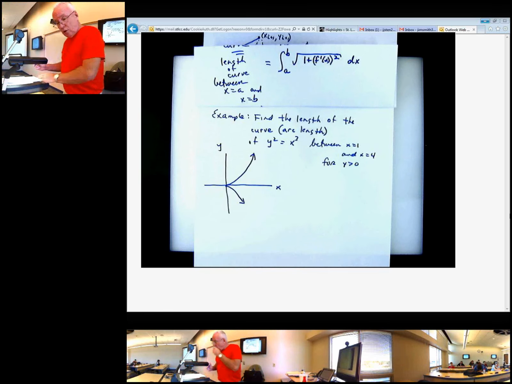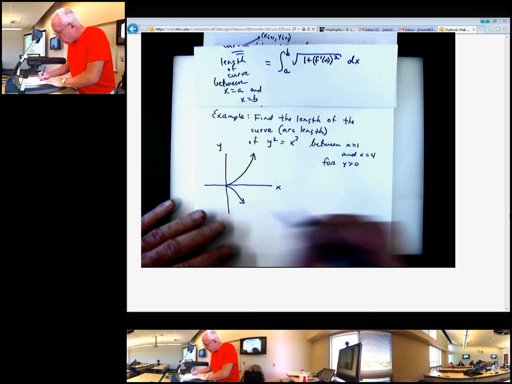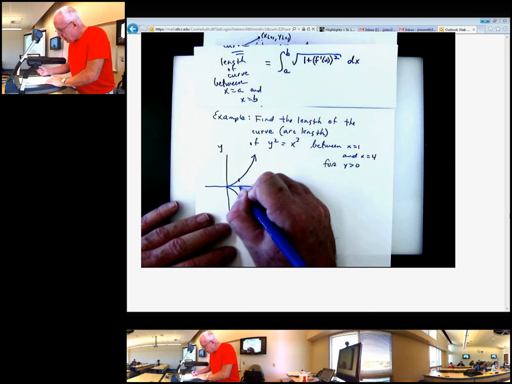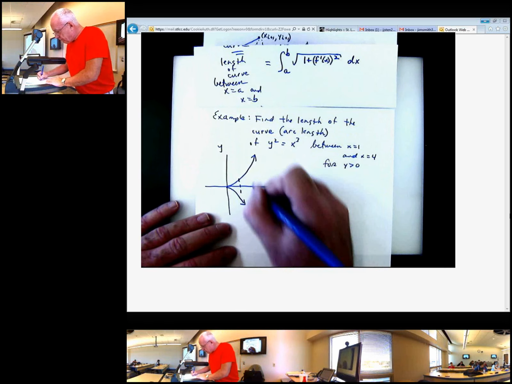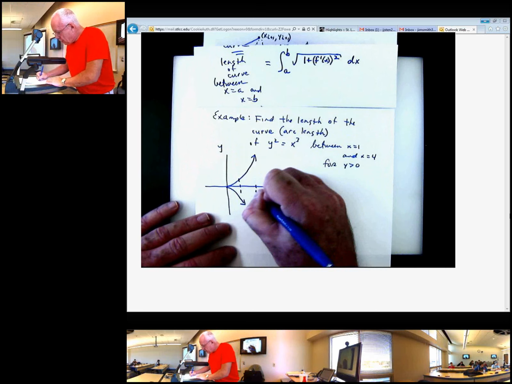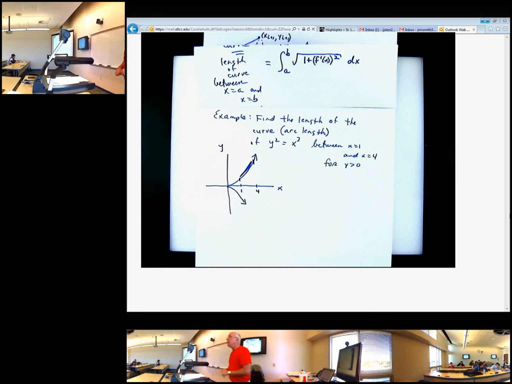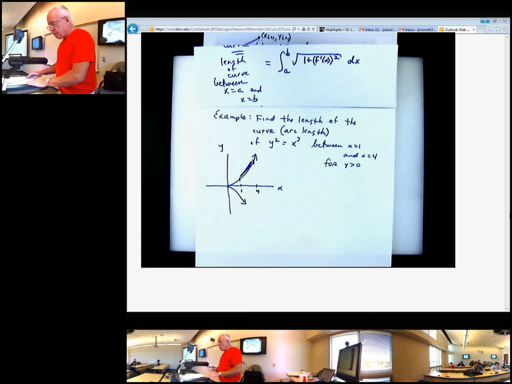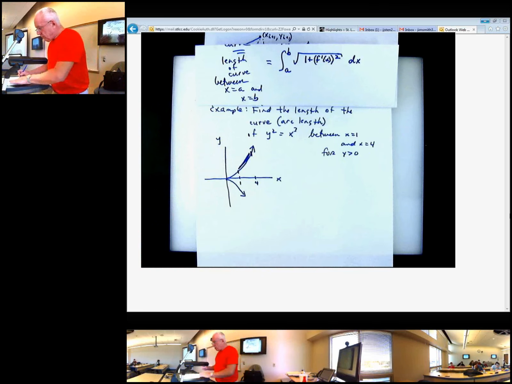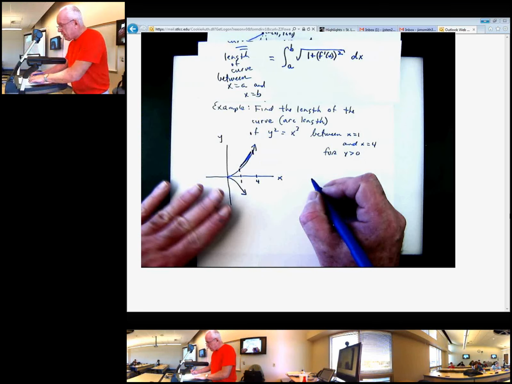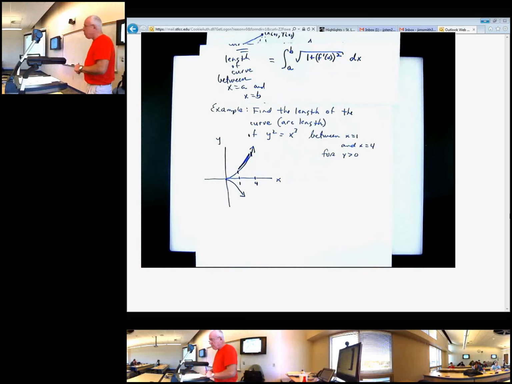All right, so here we're looking at x equal 1 and x equal 4. So we're trying to calculate that length right there, where y is bigger than 0. So first of all, we are going to have to get f prime.